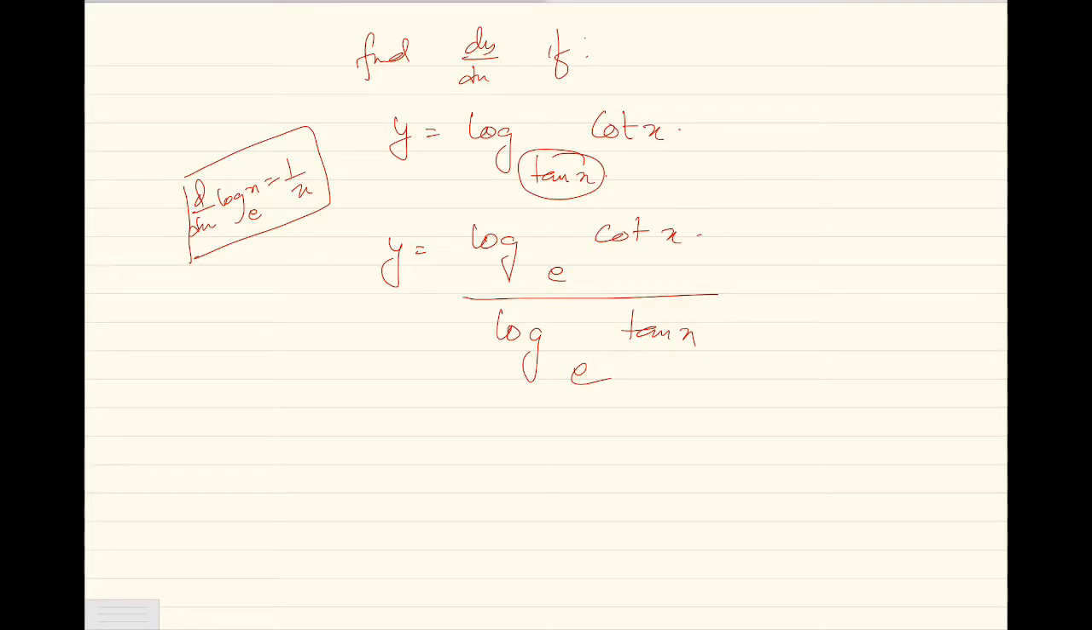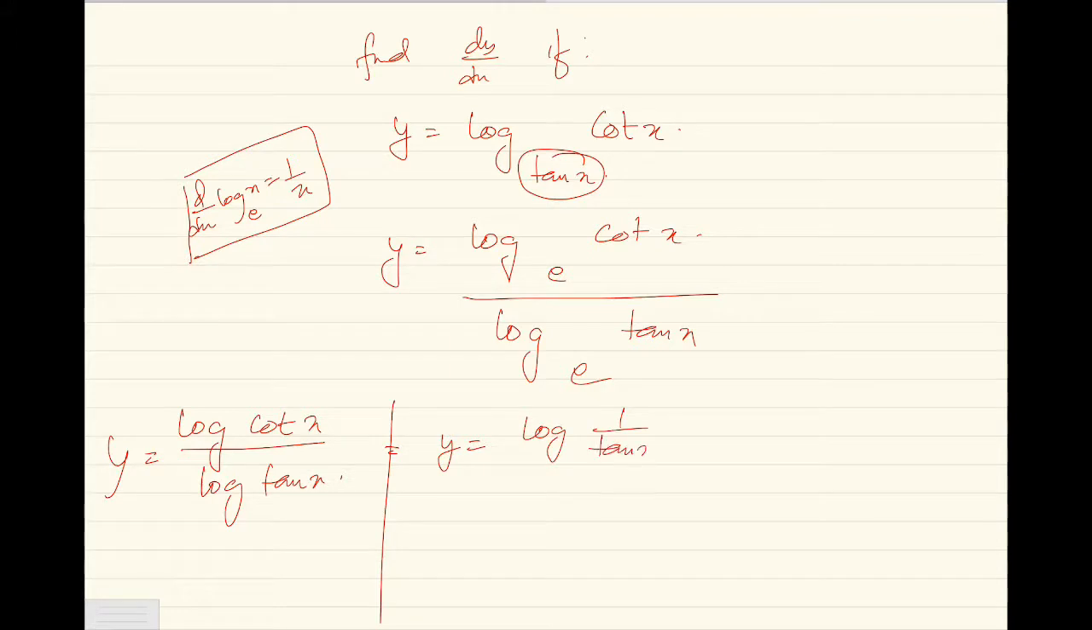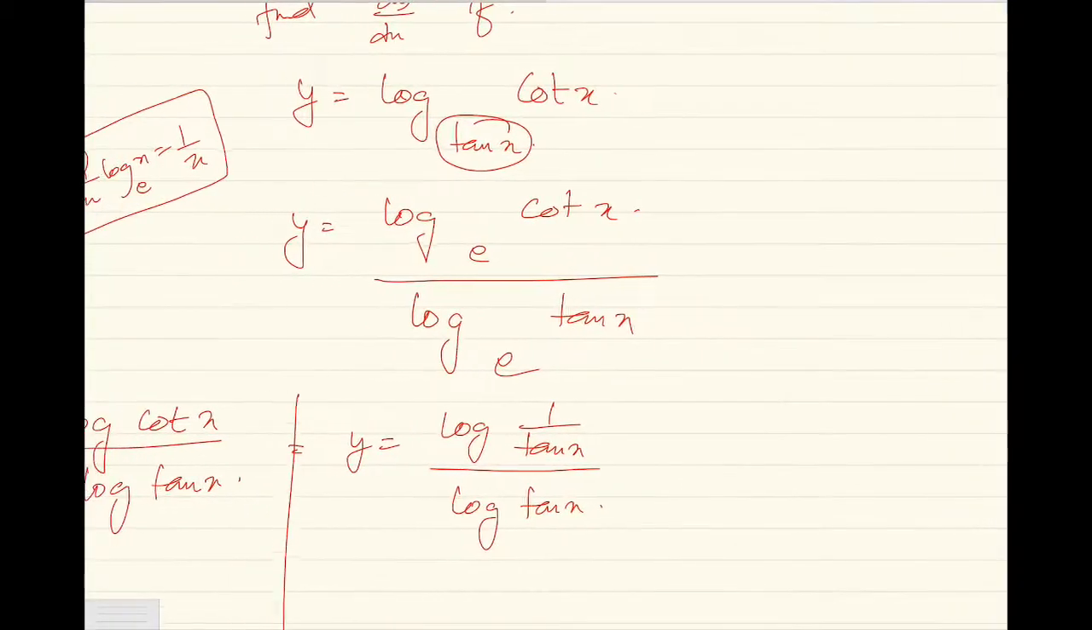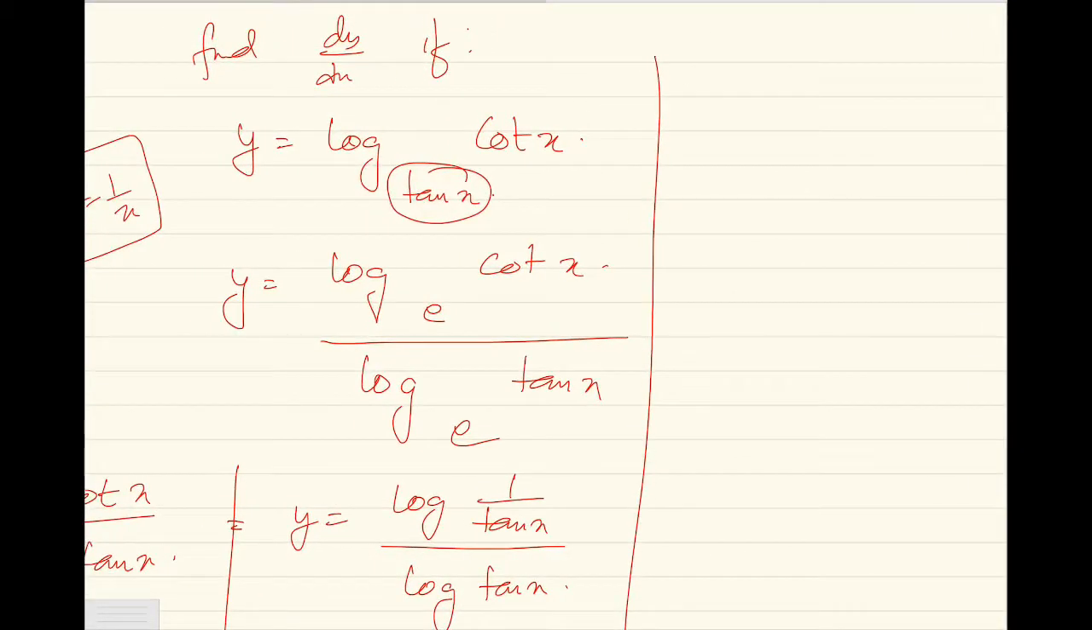Now let's differentiate. No need to write e now: y equals log cot x divided by log tan x. Can I do that, everyone? Yes. Now let me show you here. y equals log of, what is cot x? 1 by tan x, divided by log tan x. Then y equals log 1 minus log tan x, divided by log tan x. Can I do that? Yes.